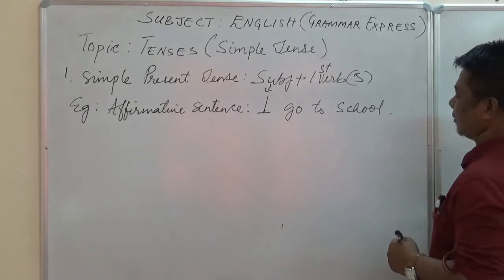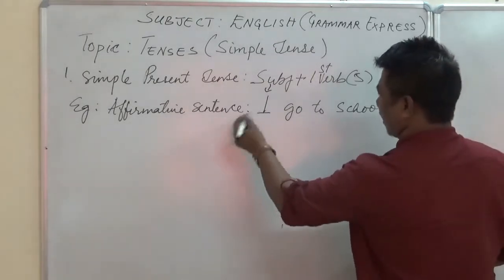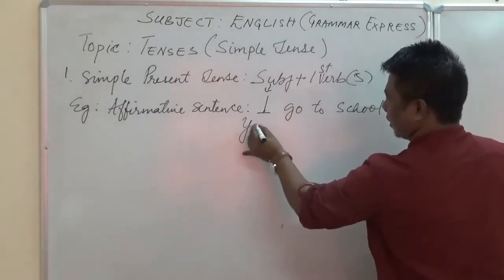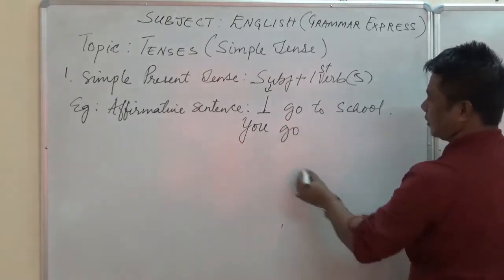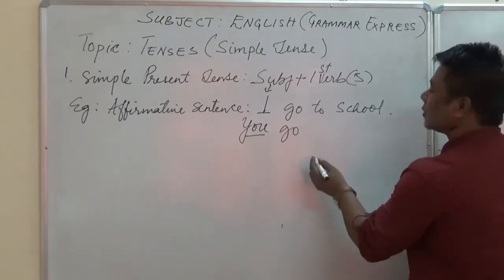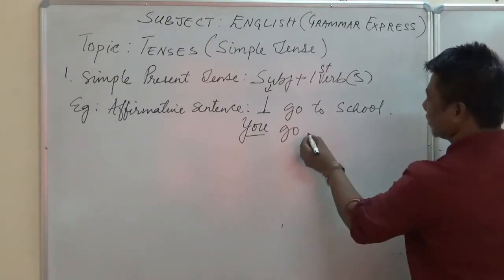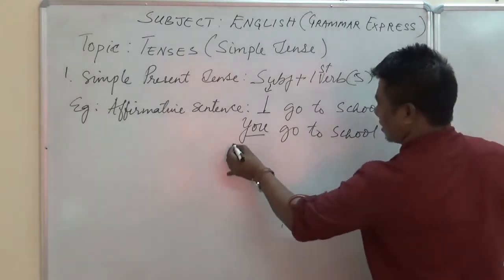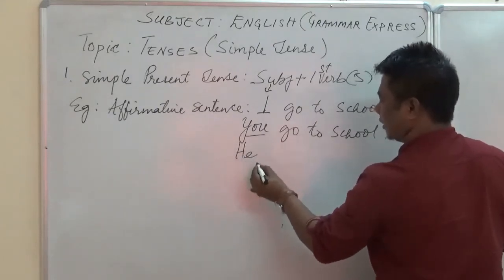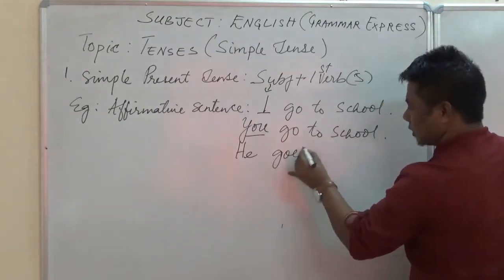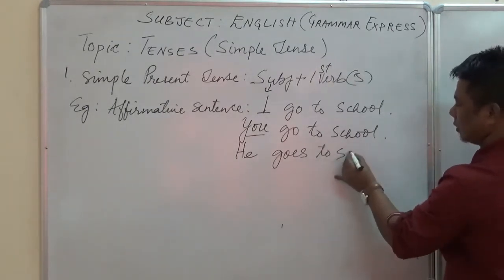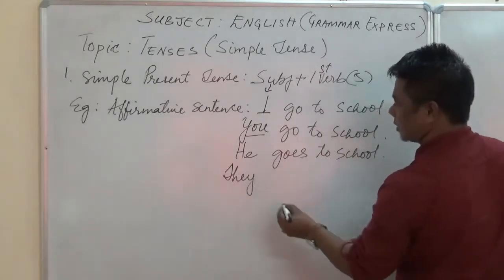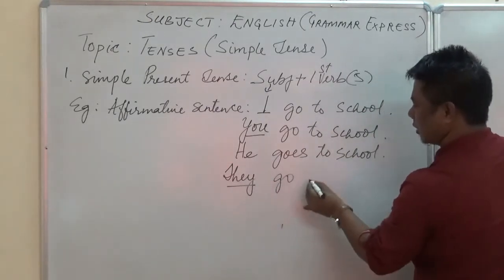Let's write a different subject again. If it is you, because this is second person, you go to school. Look at the difference here. But if you change the subject to he, then go changes to goes, to school. Or if you keep on changing the subject to they, then it is still go.